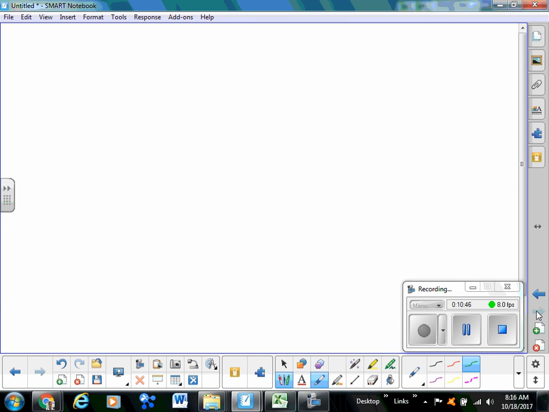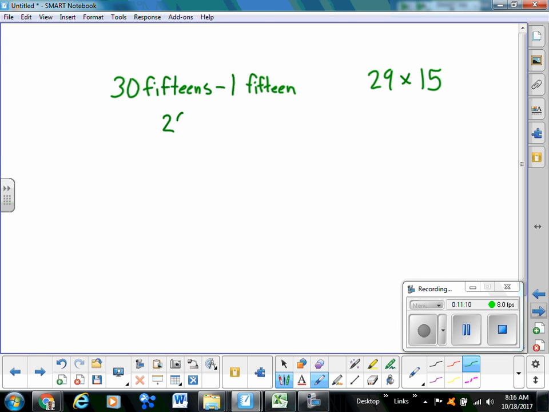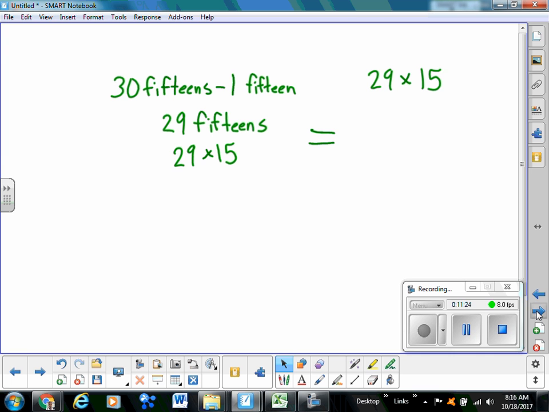And the next one, 30 15s minus 1 15, and we're going to compare that to 29 times 15. Well, if I have 30 15s and I take 1 15 away, that's going to give me 29 15s, which would also look like 29 times 15, which is the same thing as the other side, which means they are going to be equal.